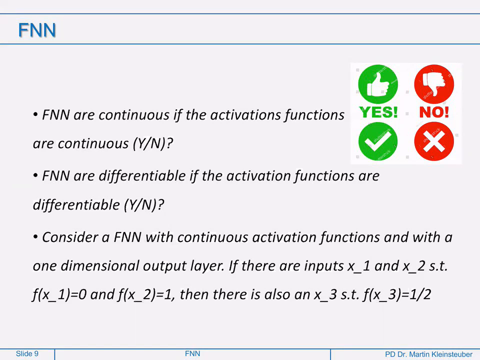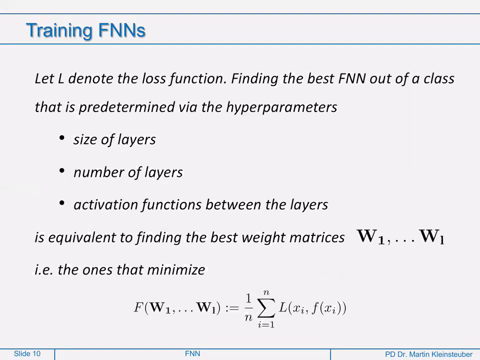What we would like to discuss instead is how we can train these neural networks. Training these neural networks means we have a certain loss function, and we have our function class predefined. That means the number of layers, the size of the layers, and the kinds of activation function that we choose. Then we want to train the network, or in other words, find a function that best suits our expected loss.